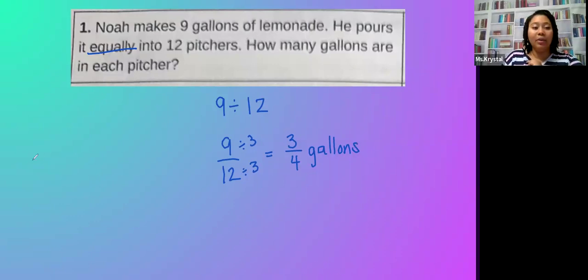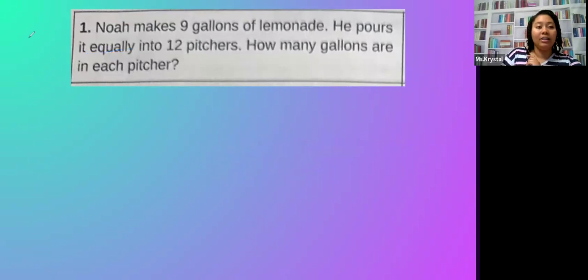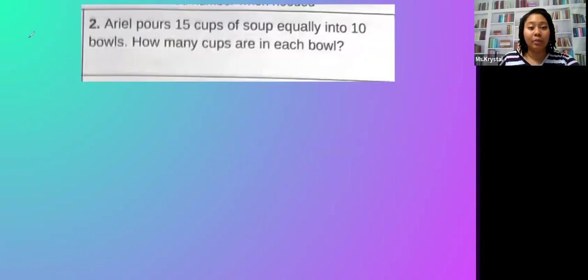All right, moving on. Let's go to number 2. Number 2 says Ariel pours 15 cups of soup equally into 10 bowls. How many cups are in each bowl? We love those words, equally. It just lets me know we're doing division, right? So that's really saying 15 divided by 10, which is also 15 over 10.